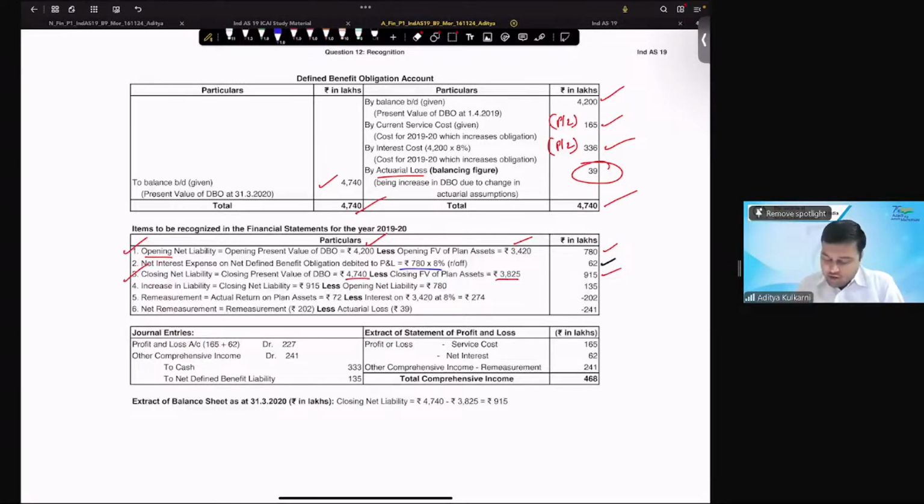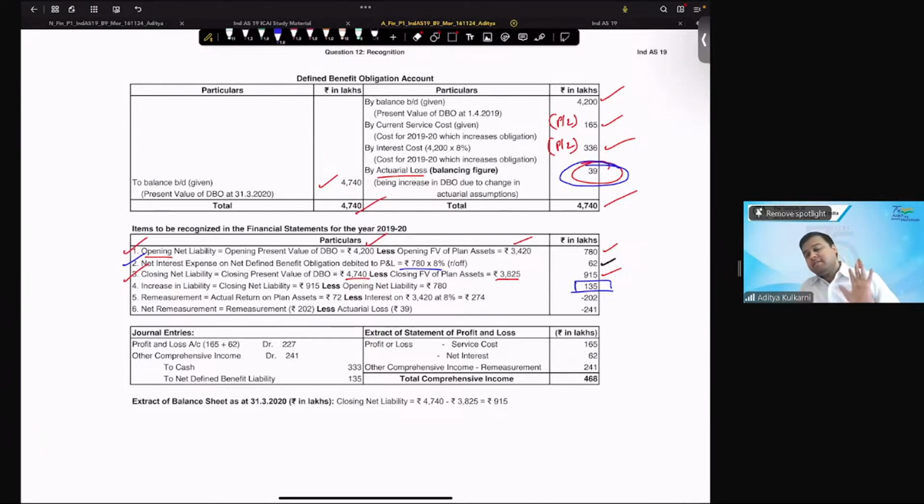All right. Now let us move on to the next one. This is increase in liability. That is just a figure which they have given. Obviously, there is an increase in the liability. That is an observation. That is not any entry that we are taking. Okay. Remeasurement of obligation. 39 is your value.